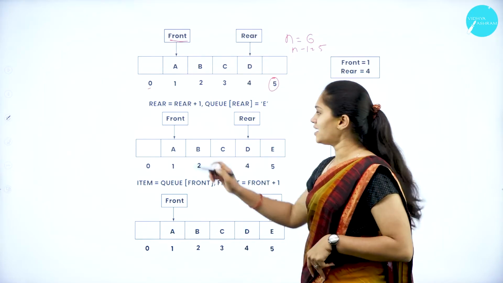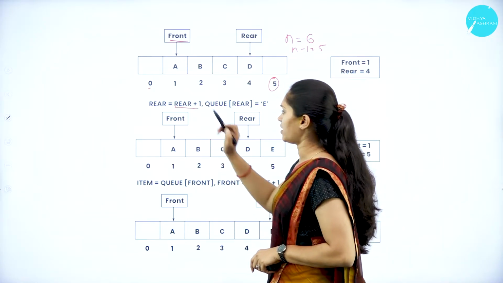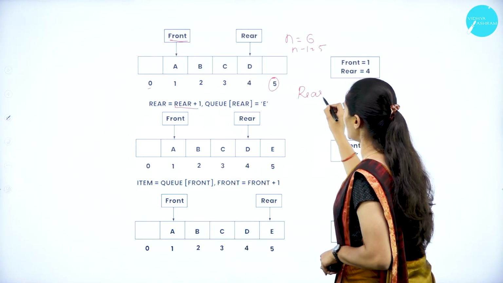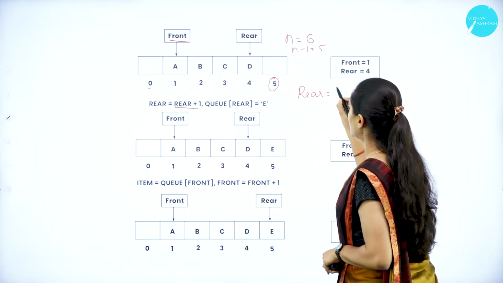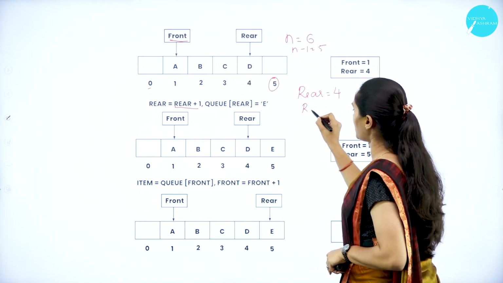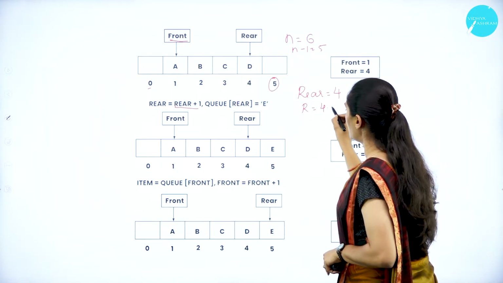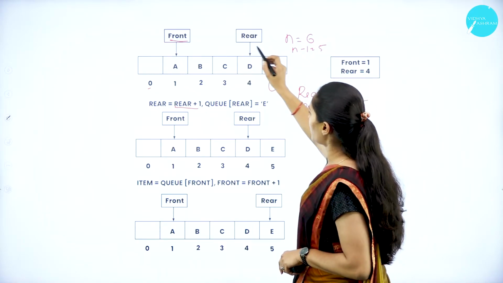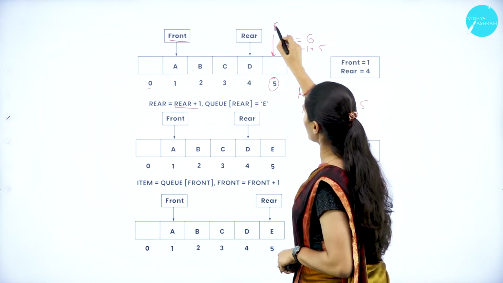So now we'll see rear is equal to rear plus 1. So what does it mean? What is the rear value right now? That is 4. If it becomes rear plus 1, then what is that? 4 plus 1. Now rear is equal to 5. So now the rear pointer is going to point to this location.